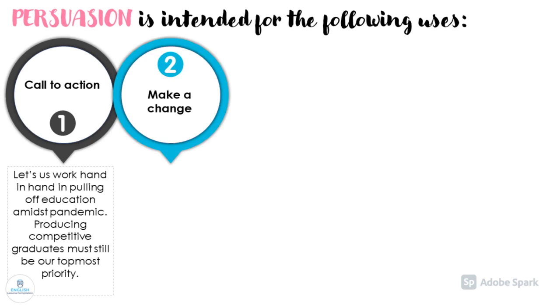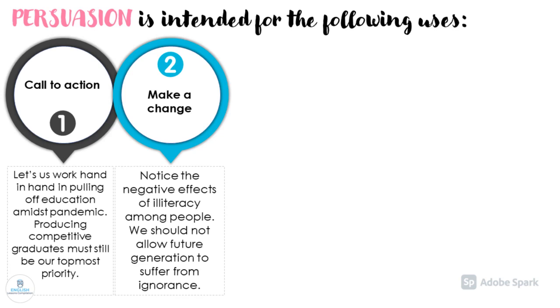The next use of persuasion is to make a change. Here is its example. Notice the negative effects of illiteracy among people. We should not allow future generations to suffer from ignorance.